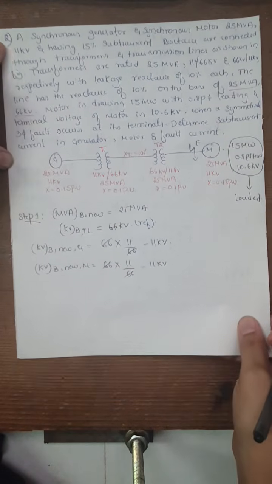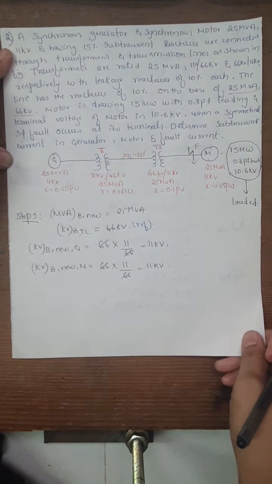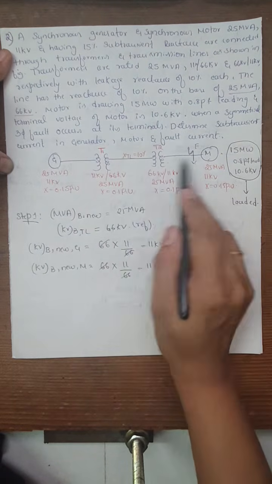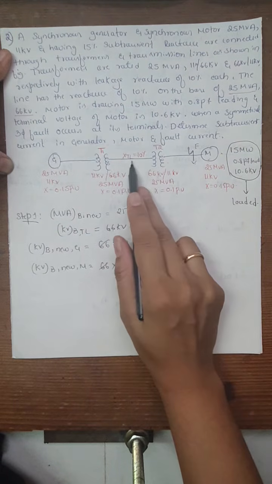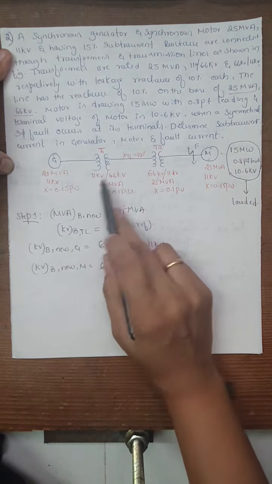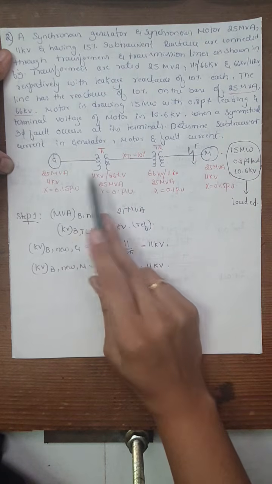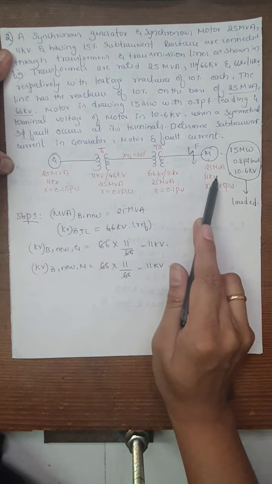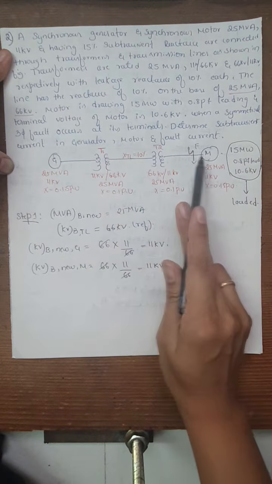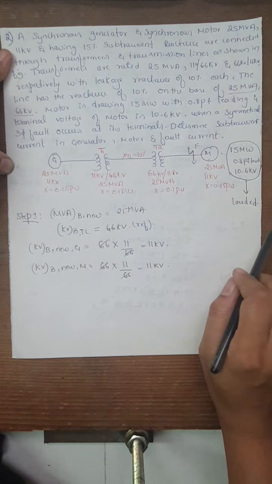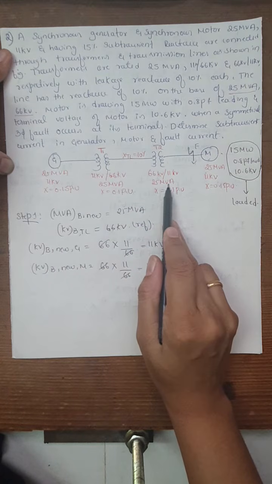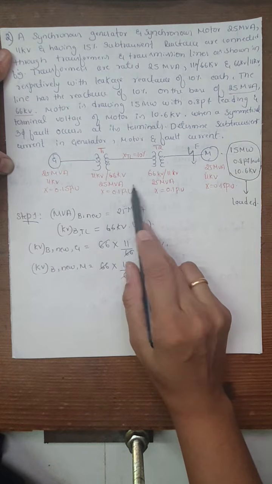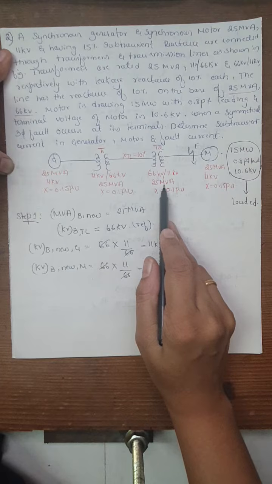Next we need to calculate the per unit reactance for the generators and also for the transformers, then for the transmission line. Now look at the given data here. Generator and motor both have the same ratings, so the per unit reactance for these two will also be the same. Similarly, T1 and T2 also have the same ratings, so we'll do one single calculation.